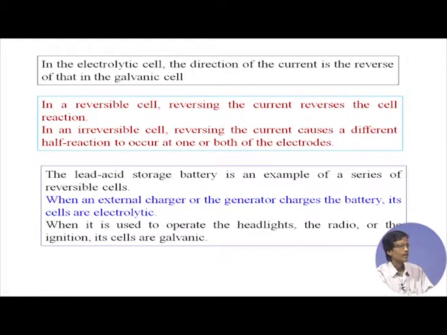So, that gives us a very good idea. The definitions for anode and cathode will also be different depending on whether we are talking in terms of a galvanic cell or an electrolytic cell.